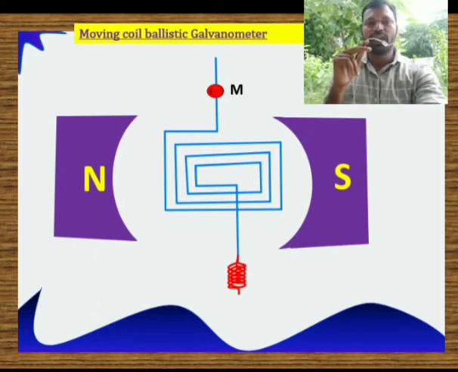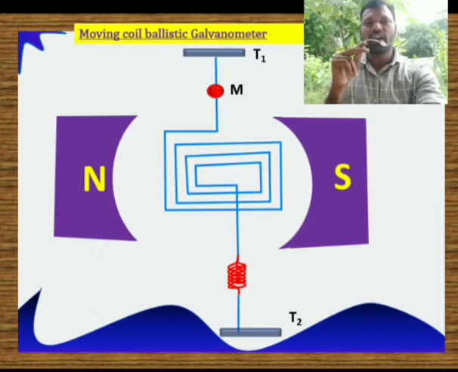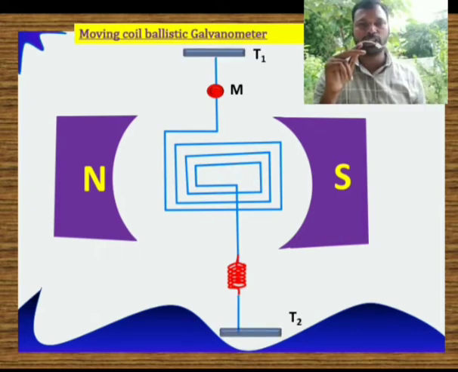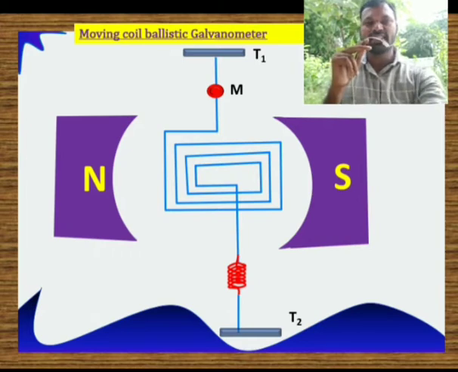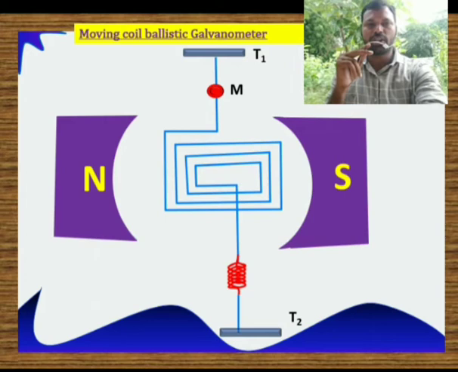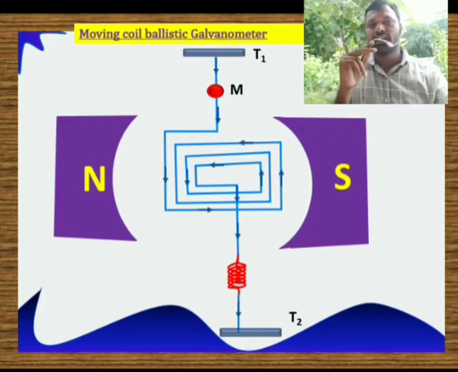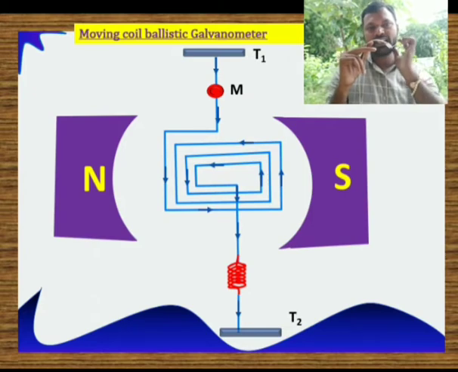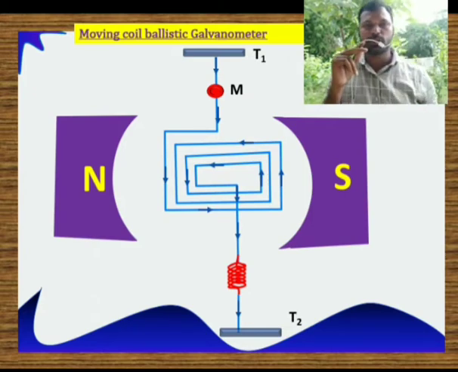The two ends of the coil, after the mirror and after the spring, are connected to terminals T1 and T2, and the whole arrangement is kept in an instrumental box for external protection. Now this is the current direction. Current is coming from terminal T1 and entering the coil and leaving towards terminal T2, right?